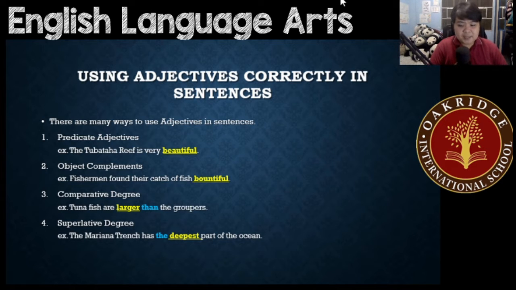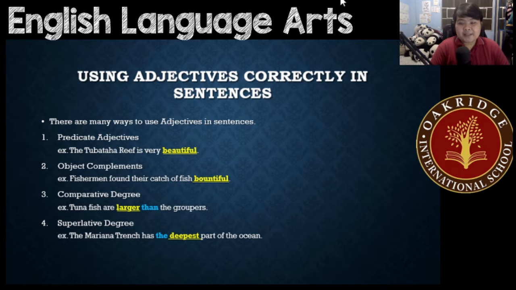Next, object complements. We've discussed object complements and how they work as nouns, but you could also have adjectives as object complements. For example, fishermen found their catch of fish bountiful. Bountiful there is a complement. It complements which? The catch.